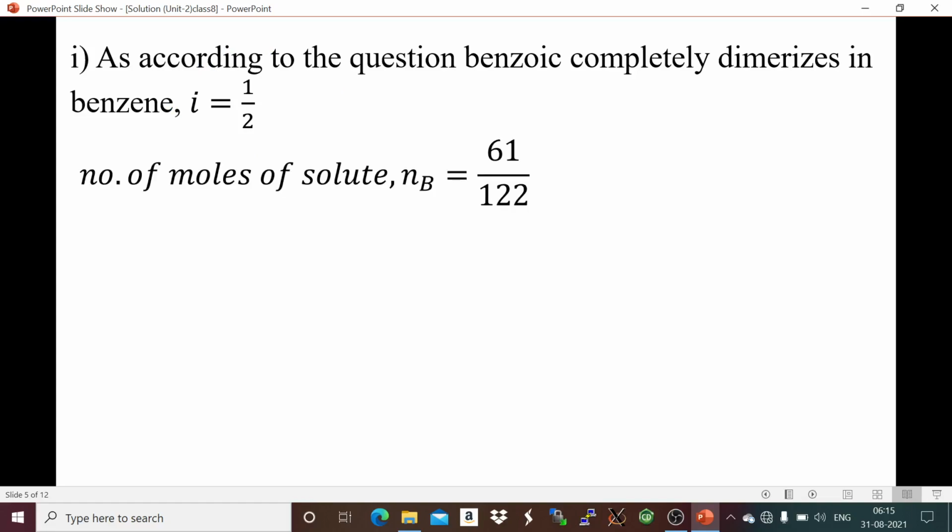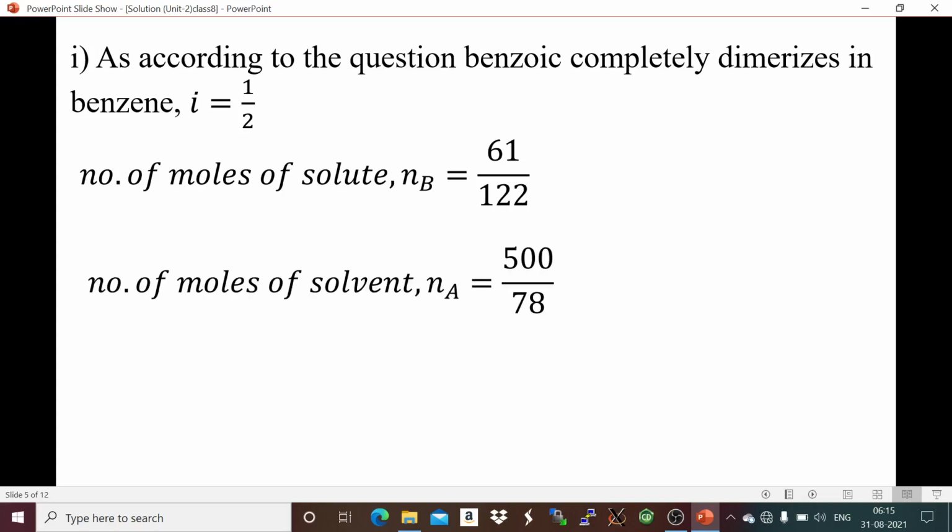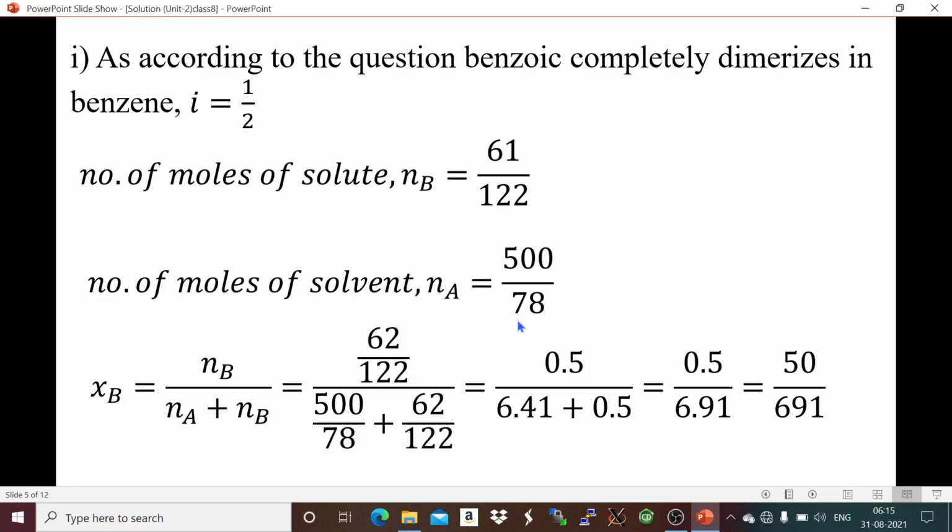So the number of moles of solute, we can find out as mass of solute divided by molar mass of solute. The number of moles of solvent is the mass of the solvent divided by the molar mass of the solvent. So we can find out XB. XB is NB by NA plus NB. So putting the values, what do we get?